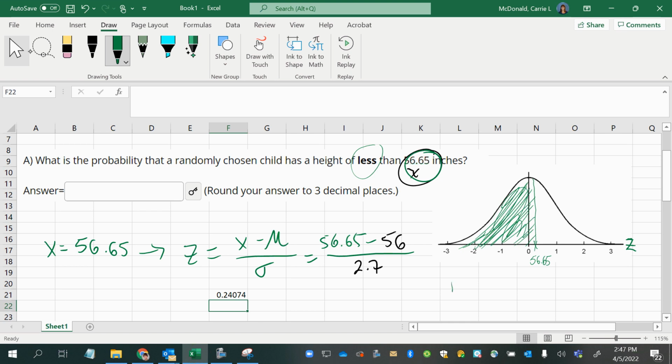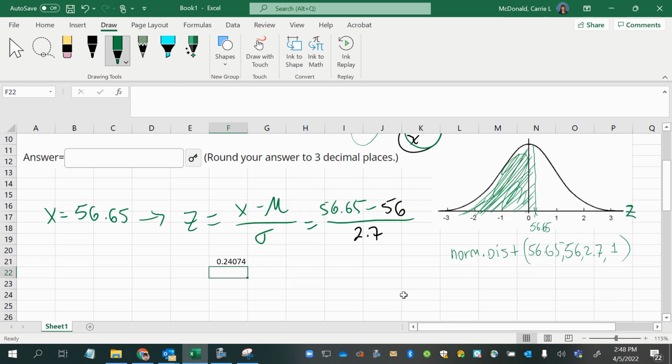And so we can just use norm.dist for this with 56.65, the mean of 56, and the standard deviation of 2.7. And of course, true for cumulative or the number 1. So that will get us the answer. Also, we could do it with norm.dist on the z-score of 0.24074, the mean of 0, standard deviation of 1, since we converted that to a z-score. So either one of these will give us the probability that x is less than 56.65. Either of these approaches would work with using technology. You can also use the z-score table and just look up a z-score of 0.24 and get the probability to the left of it that way.